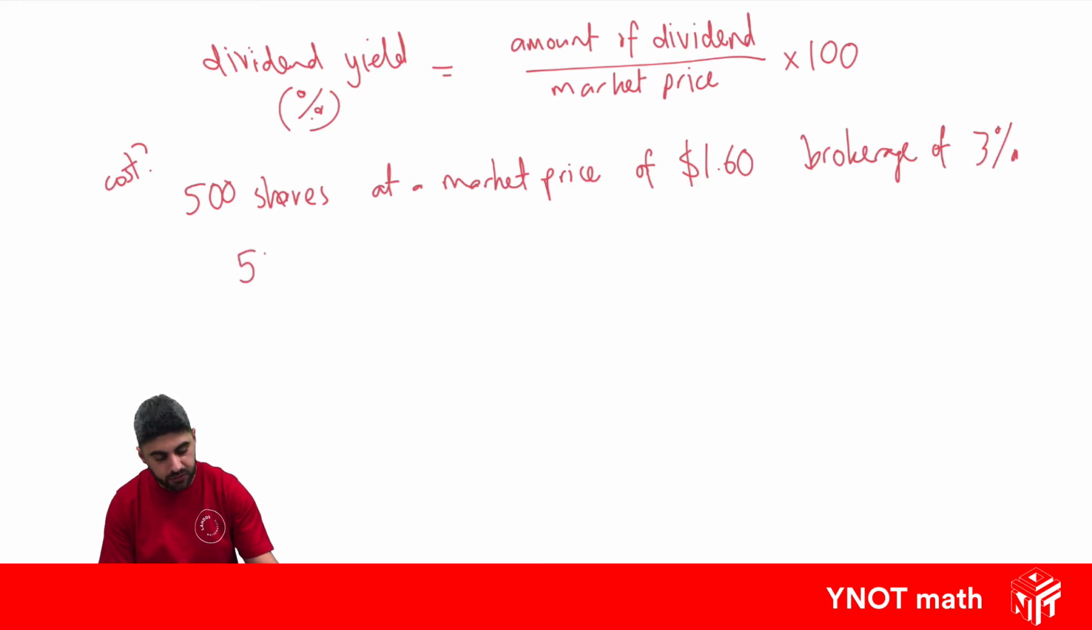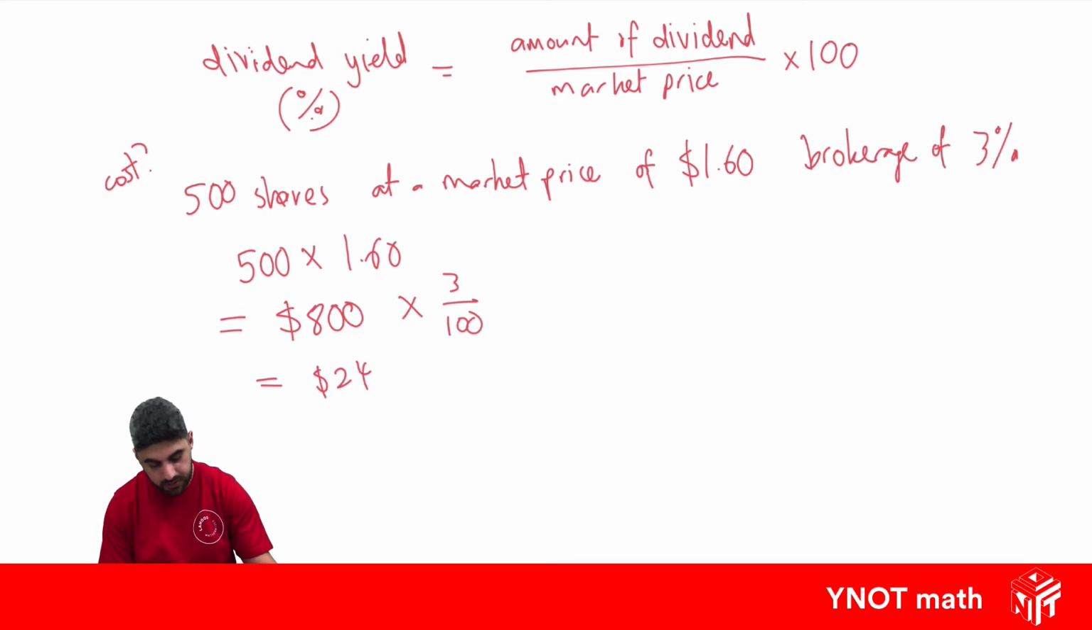If we're buying 500 shares at $1.60 each, we just multiply that together, and that's going to give us $800. And the broker is going to charge you 3% of that sale, so we multiply by 3 over 100, which gives us $24. So our total cost for all these shares is the $800 for the shares plus the brokerage of $24, to give us $824.